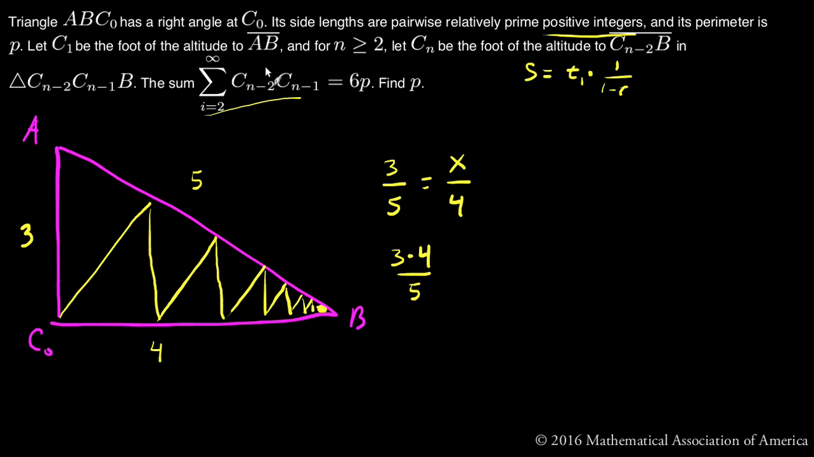So I could use this to move on. But this will not give me this value. So in this, the first one here is 12/5. I'll just go through and say, okay, so 12 over 5 times 1 over 1 minus 4/5, the common ratio, which is just going to give me 12. 1 minus 4/5 is 1/5. 1 divided by 1/5 is 5, times 12/5 is 12, which is clearly not 6 times 3 plus 4 plus 5. So let me clear off all this stuff. All this stuff was just an example.